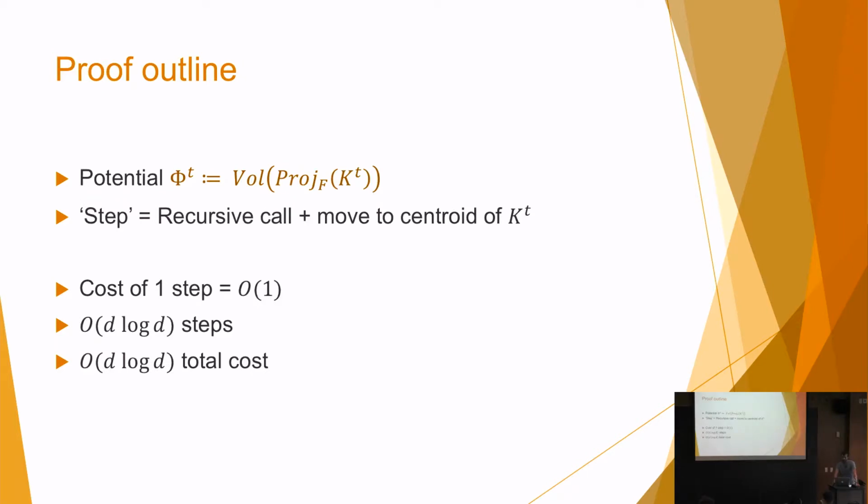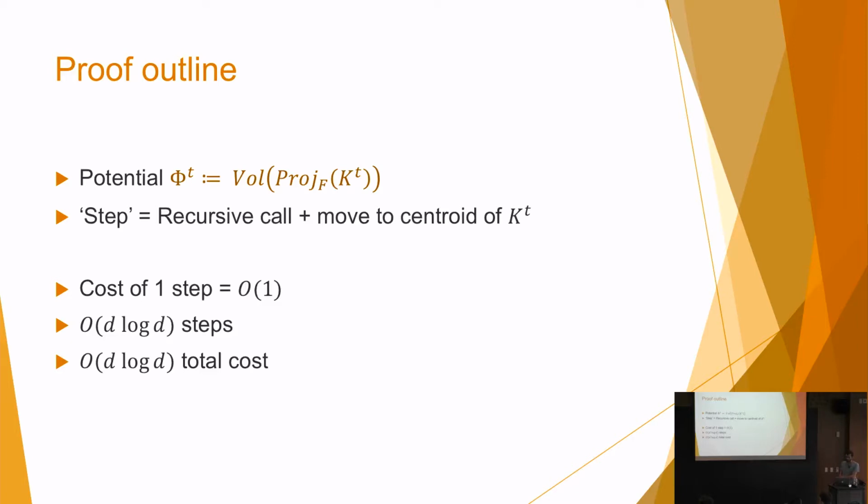So the outline of this proof, really the most important step here is we define a potential. And this is where it's going to be important that we're playing the centroid. The potential is defined as the volume of the projection onto the fat direction. So I take whatever my convex body was, I have my subspaces in which it's fairly large, I just flatten it out onto those subspaces and then see what is the volume of that set.